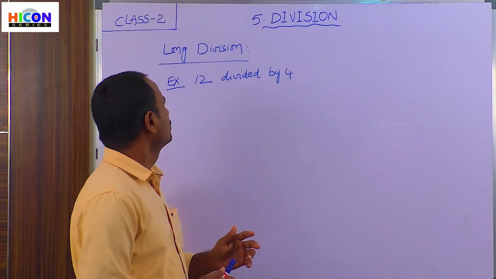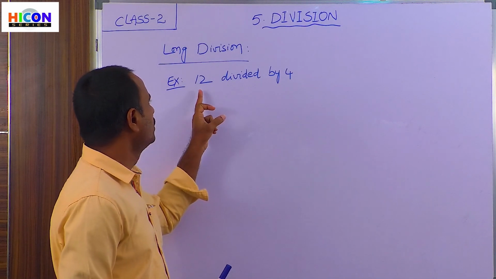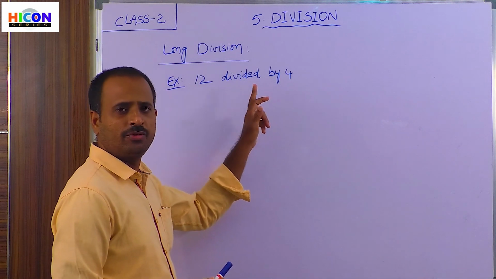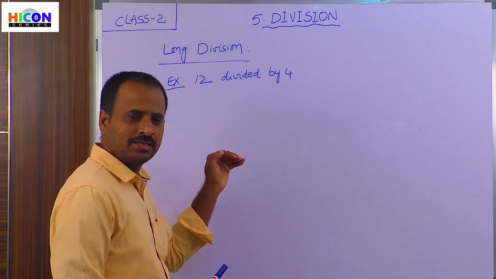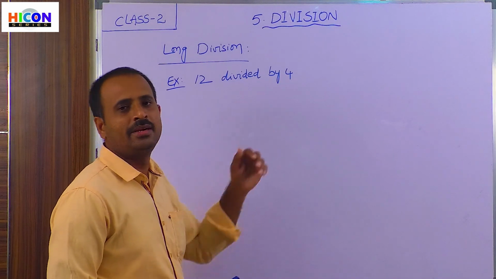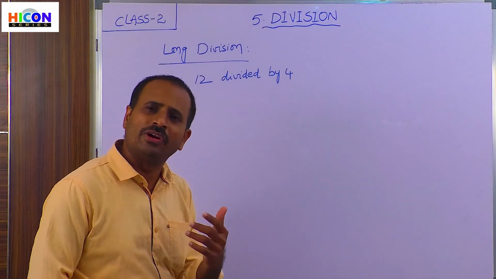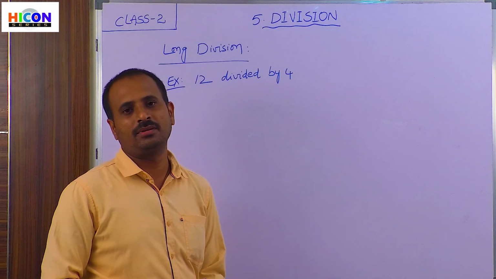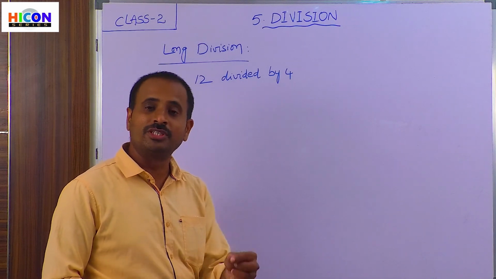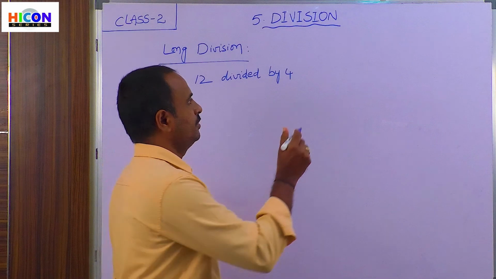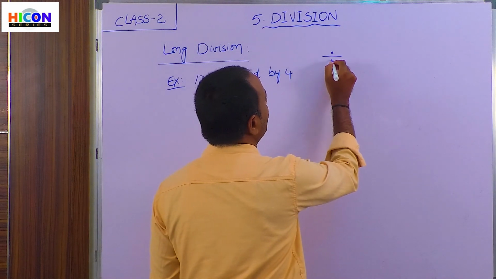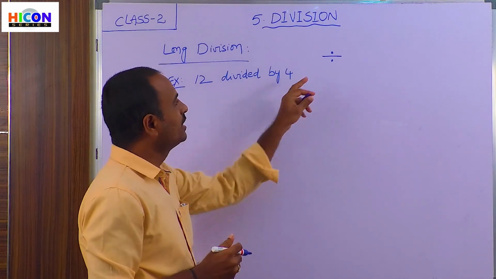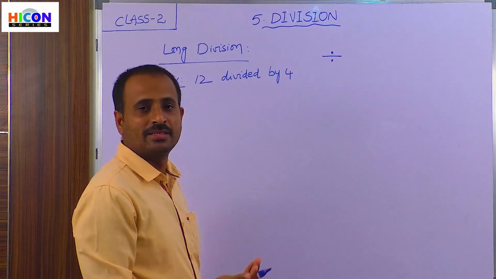So children, what is long division? Let us see. Here they have given an example, 12 divided by 4. First, convert this sentence using the division symbol. Children, what is the symbol for division? We already discussed it at the beginning of the chapter. This is the symbol for division. Now let us see how to convert the sentence using the symbol.